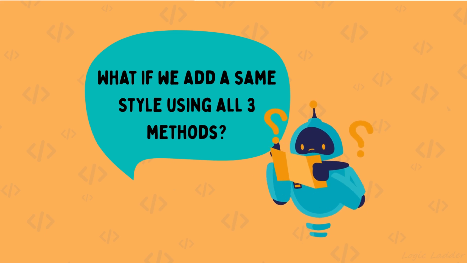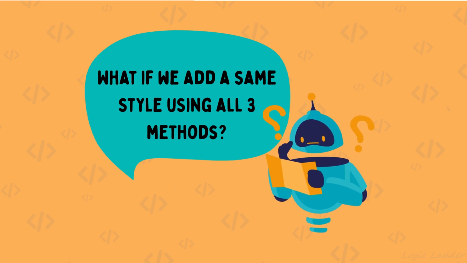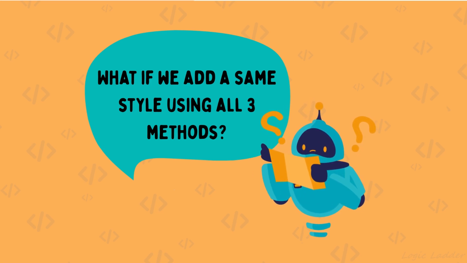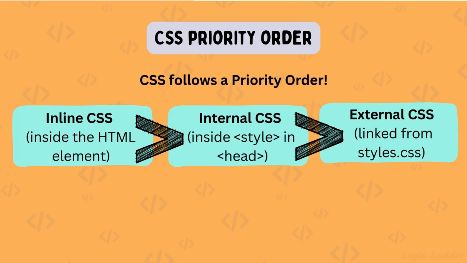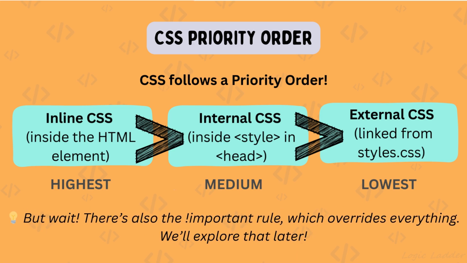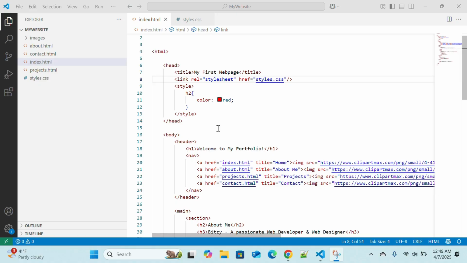But what if we add the same style using all three methods? Which style will win then? CSS follows a priority order. The inline CSS has the highest priority. Then comes the internal CSS with medium priority. And the external CSS has the lowest priority. But wait, there's also the important rule, which overrides everything. We'll explore that later. Let's see it in action.